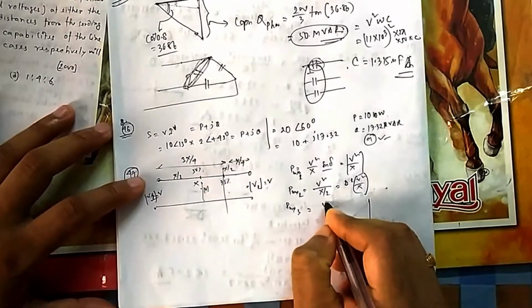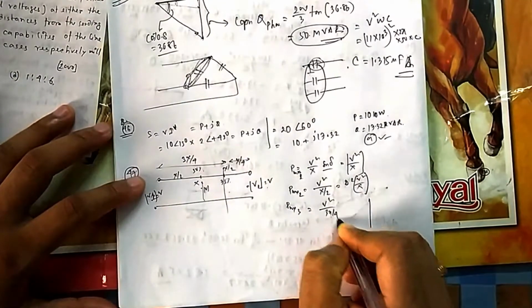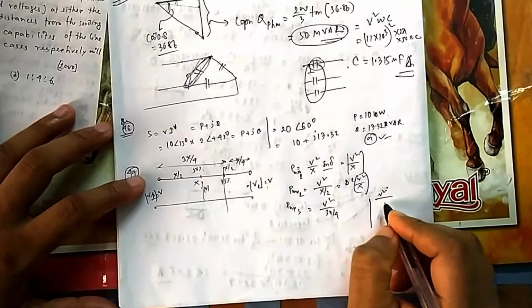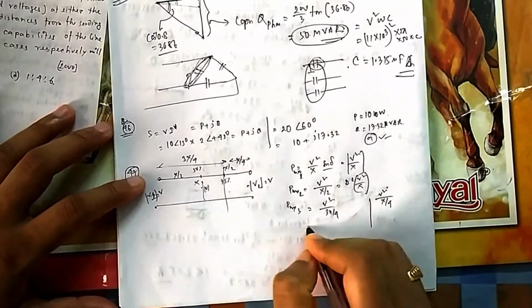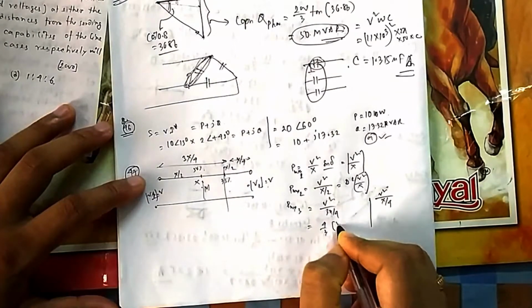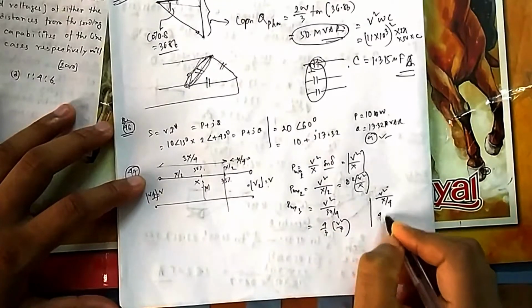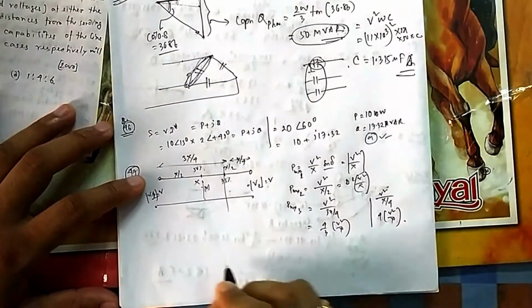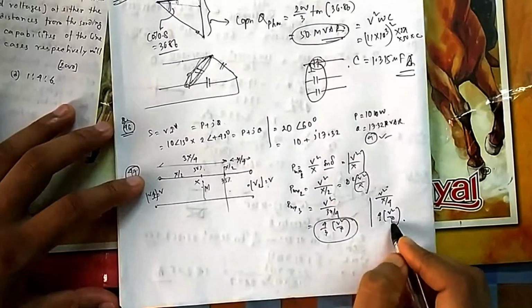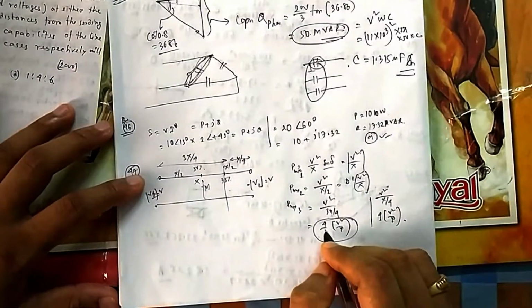So here it will be V square by 3X by 4 and here it will be V square by X by 4. So it will be 4 by 3 V square by X and it will be 4 V square by X. So whichever is smaller, this one is the smaller. This one is 4 times, this one is 4 by 3 times.